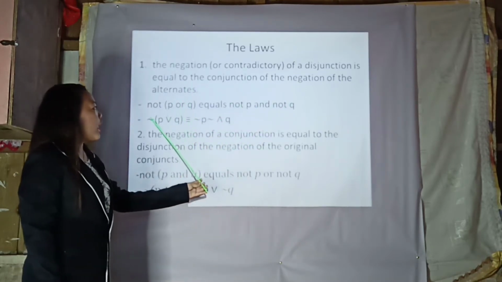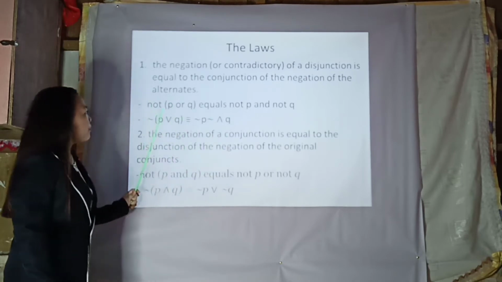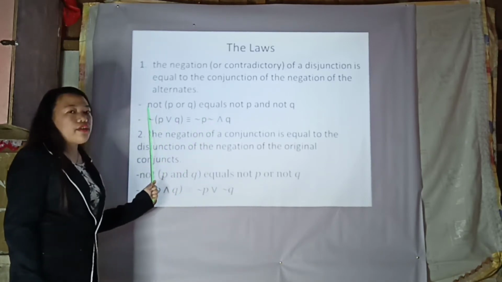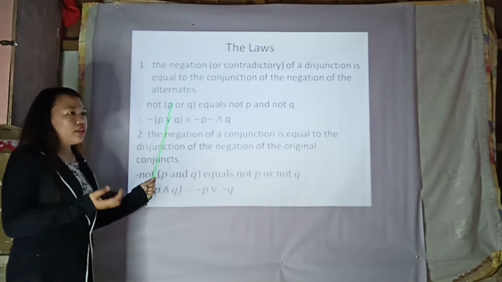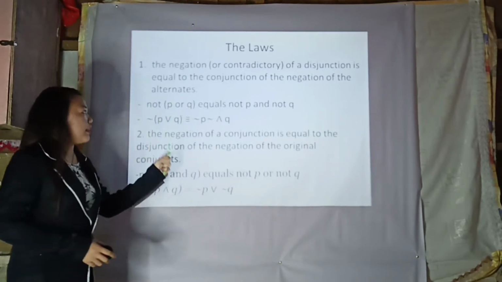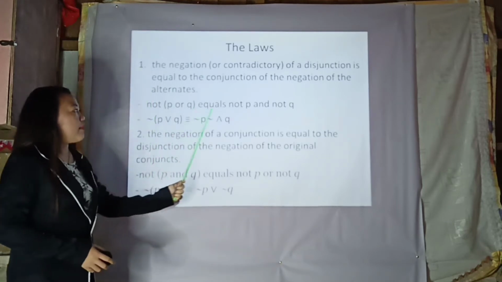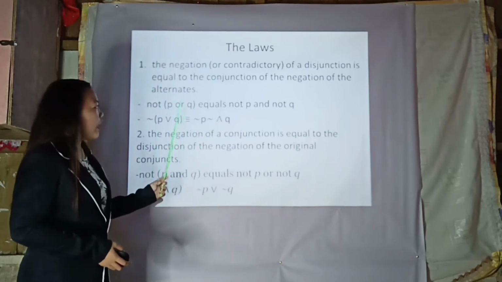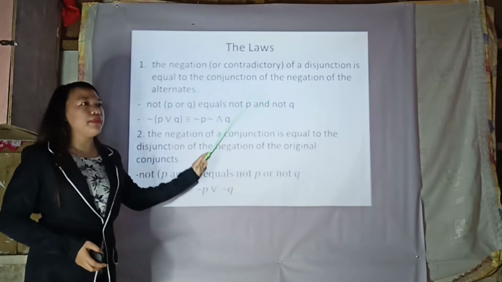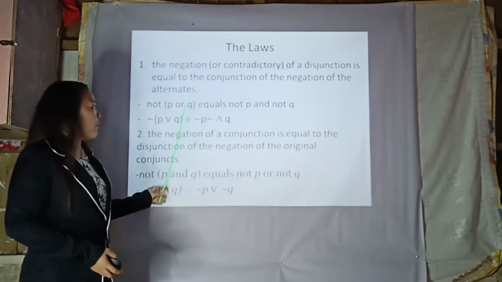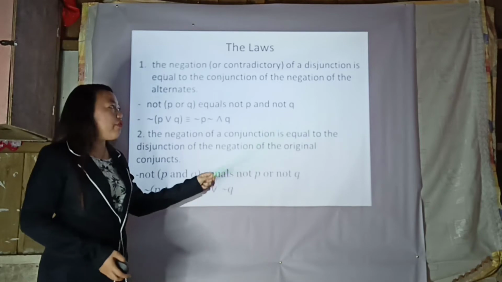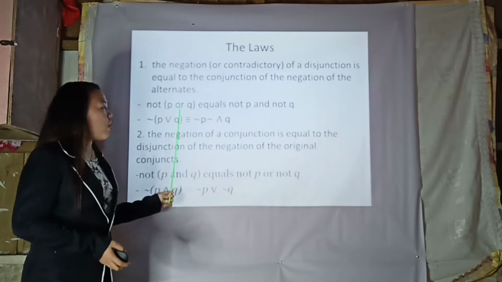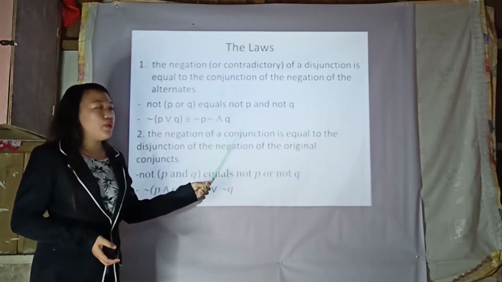The negation of "P or Q" works this way because the "not" is distributed to the first statement and then to the second statement. So that's why it becomes not P and not Q. If the statement uses "or," the negation will use "and," because the negation of "or" is "and," and the negation of "and" will be "or."